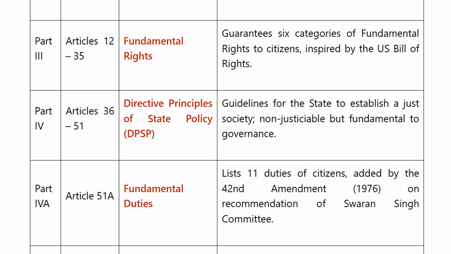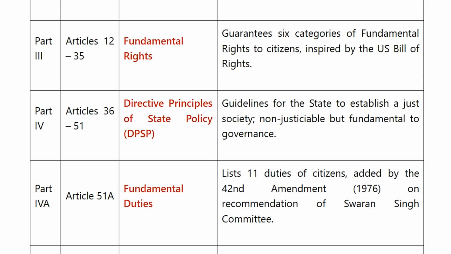Part 3, Articles 12 to 35. Fundamental rights. Guarantees 6 categories of fundamental rights to citizens, inspired by the U.S. Bill of Rights. Part 4, Articles 36 to 51. Directive Principles of State Policy, DPSP. Guidelines for the state to establish a just society, non-justiciable but fundamental to governance.